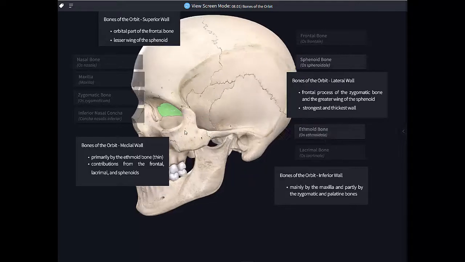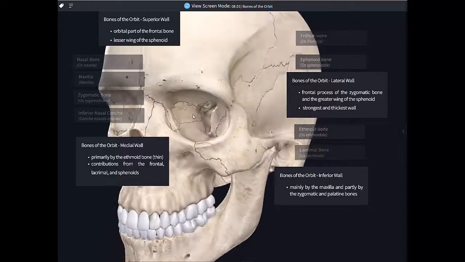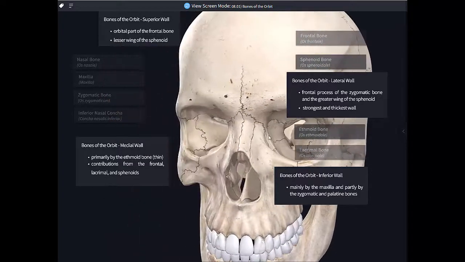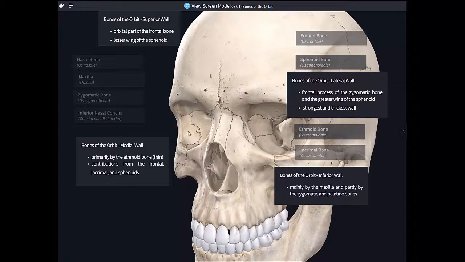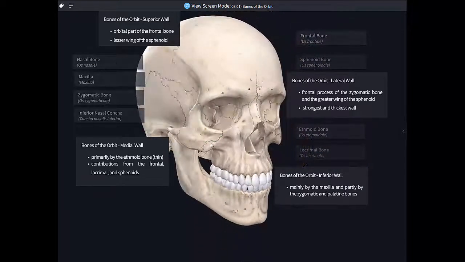However, in addition to that, there are also contributions from the frontal bone, the lacrimal bone, this little guy here, and the sphenoid bone. The lateral wall, let me show it on the right orbit maybe, is going to be made up of the frontal process of the zygomatic bone. We know the zygomatic bone is fairly large, right?